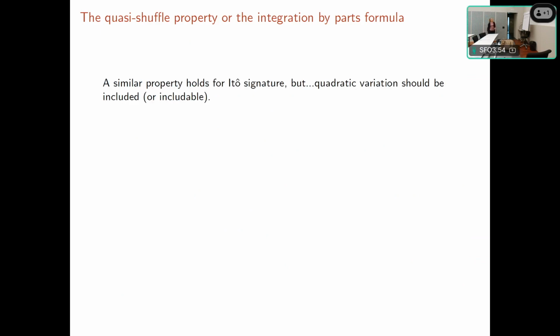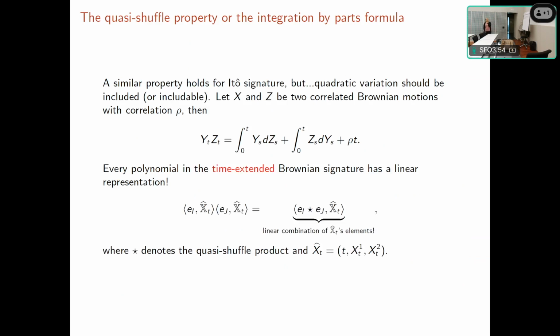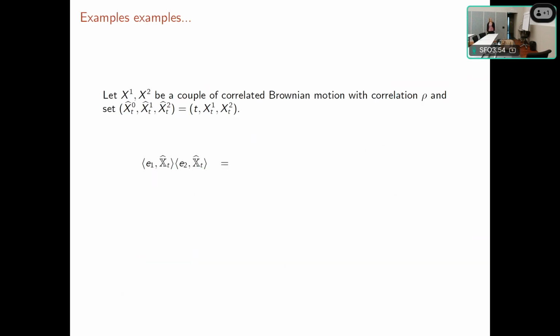Quasi-shuffle property or integration by parts formula, if we want to work with Ito, you need to include the quadratic variation. Because with Ito's formula, you get the quadratic variation. So if you are working with Brownian motion, you include time, and then you are okay. You need to define the product slightly differently to take care of the t, but then you can still do the same computation as before.